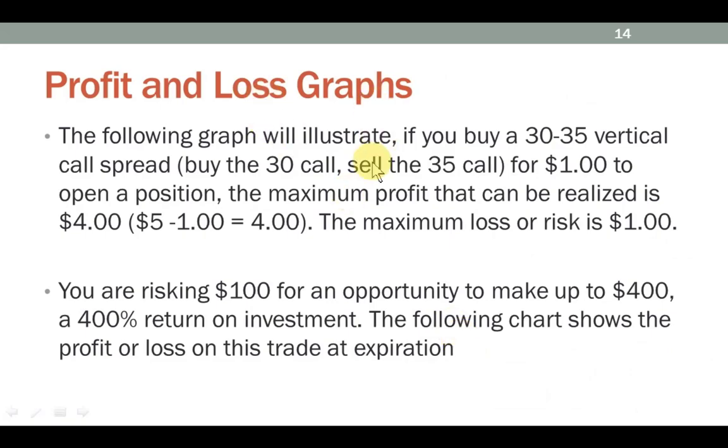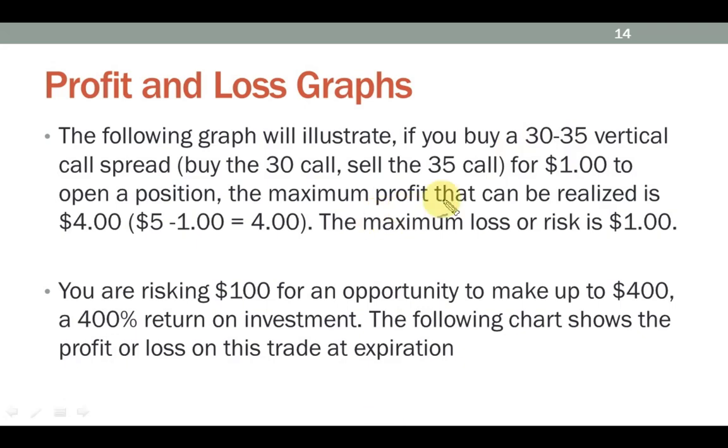Now, the following graph will illustrate if you buy a 30-35 vertical call spread, buy the 30 call, sell the 35 call for $1 to open a position. The maximum profit can be made as what? Well, first of all, it's a $5 wide spread. It's the first thing you want to identify. And in a $5 wide spread, what's the most you can make? Well, the most I can make is $5.